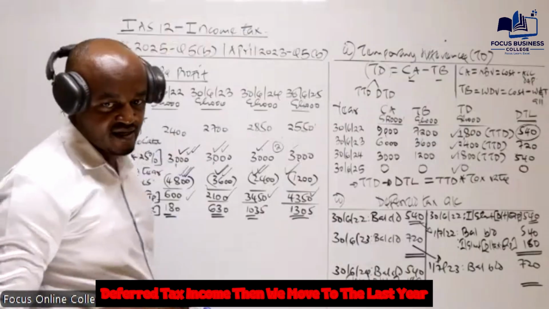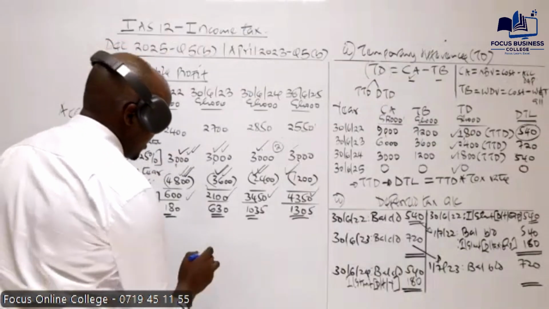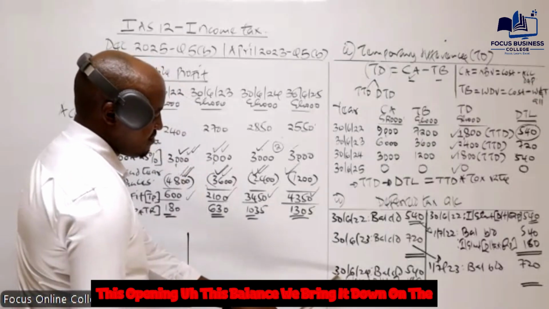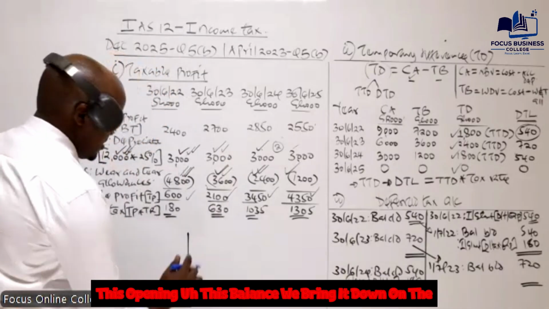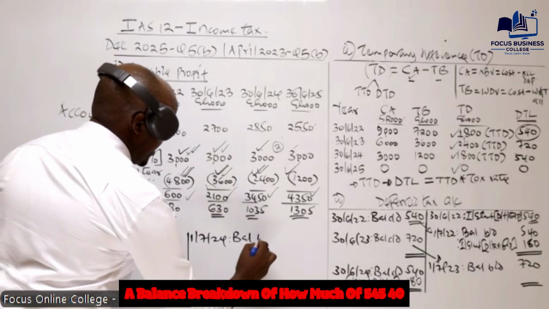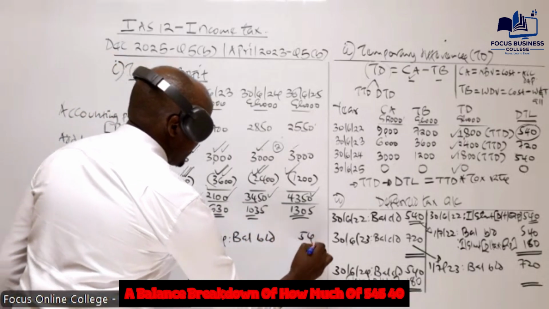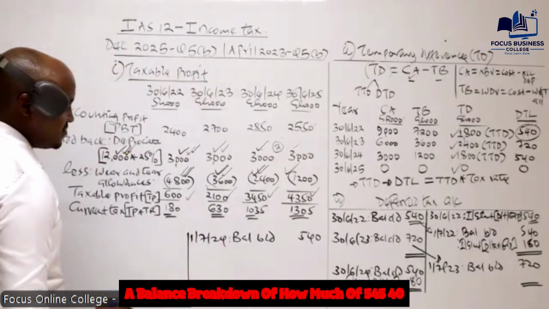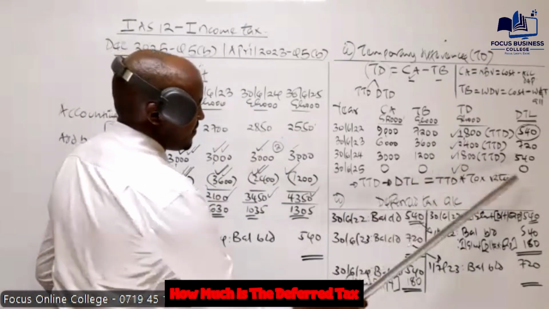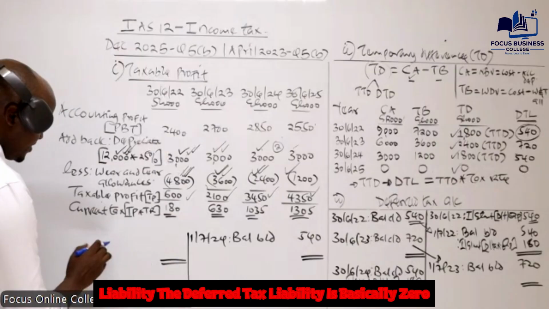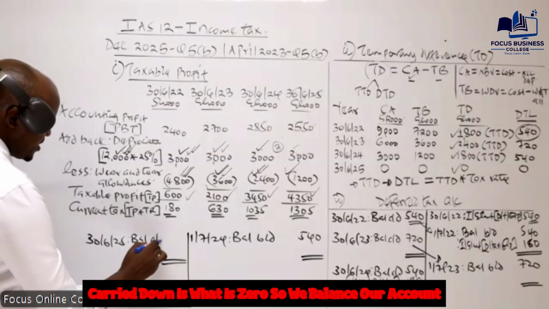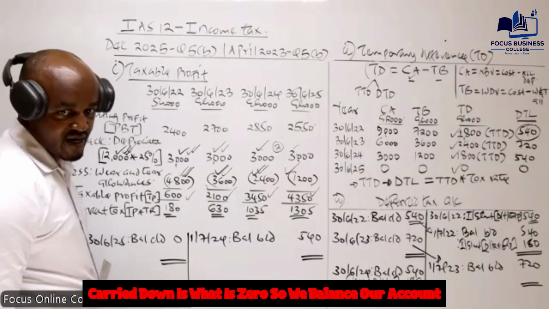Then we move to the last year. In the last year, I will start with the opening balance. This should be a continuation. This balance, we bring it down on the direct opposite side. So on 1st of July 2024, we have a balance brought down of 540. Then at the end of that year, the deferred tax liability is basically zero. On June 2025, the balance carried down is zero. So we balance our account.